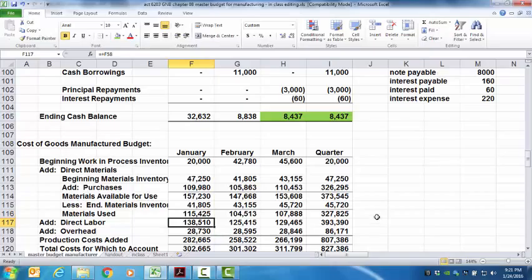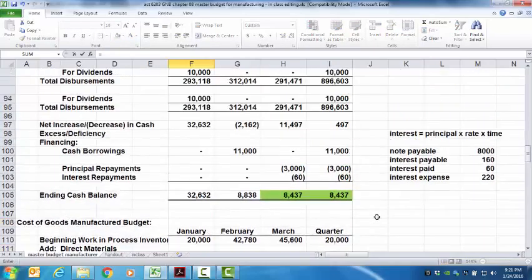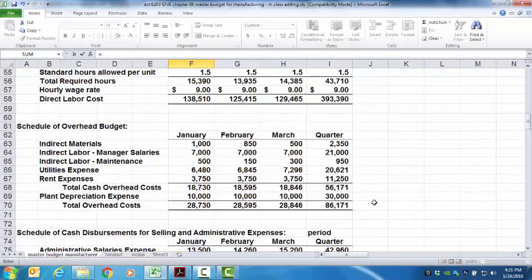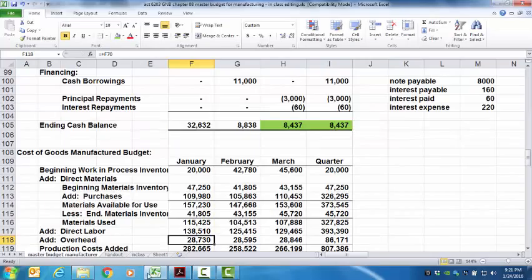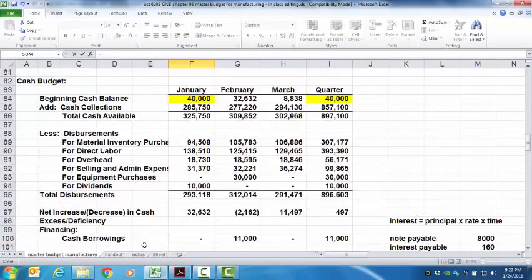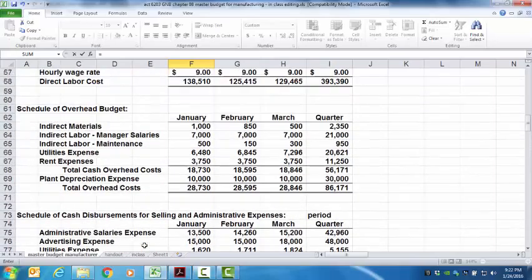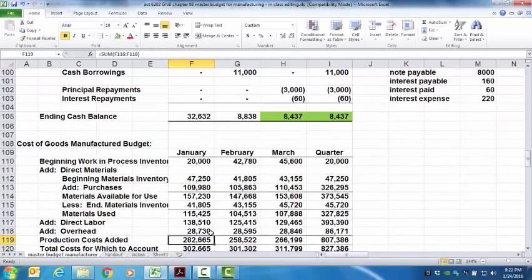To get the labor, of course, I'm going to go back to my labor budget. That was $138,510. That should match. And then for overhead, I'm going back to the overhead budget, but I don't want just the cash overhead. I want the total amount of overhead. I want all costs. And that should match up.